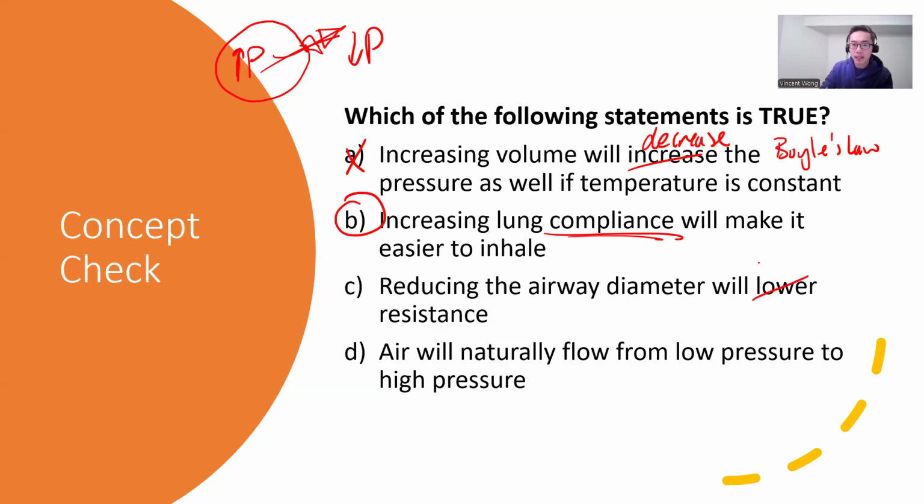C, reducing the airway diameter will lower the resistance. No, this will increase resistance, because if you reduce the airway, it's more narrow, right? If it's more narrow, it's more difficult for air to pass through. Resistance is like pushing back, preventing the air from going through, right?